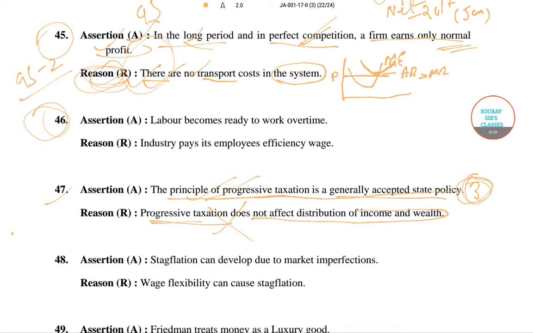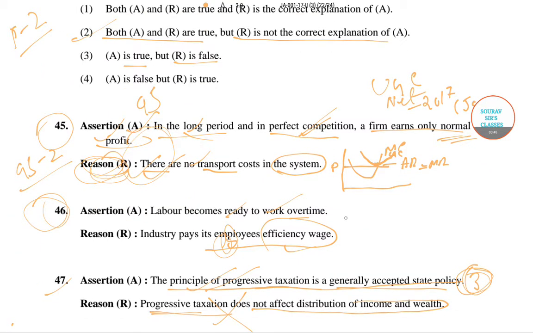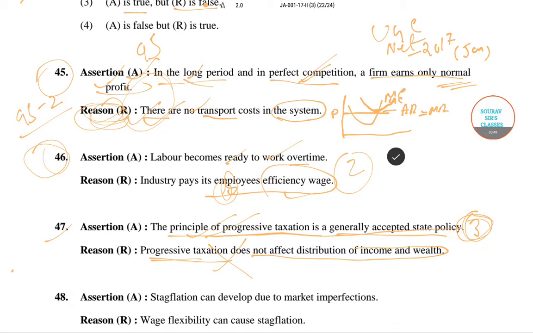In question 46 it is given that labor becomes ready to work overtime. The reason given is that industry pays its employees an efficiency wage. So when industry pays its employees an efficiency wage, the labor becomes ready to work overtime. For question number 46 we have to figure out the right answer. The right answer is that they both are true, but the reason is not the correct explanation of the assertion. Now we simply look at the options given. So option 2 is the right answer for question number 46. Now we'll go to question number 48.